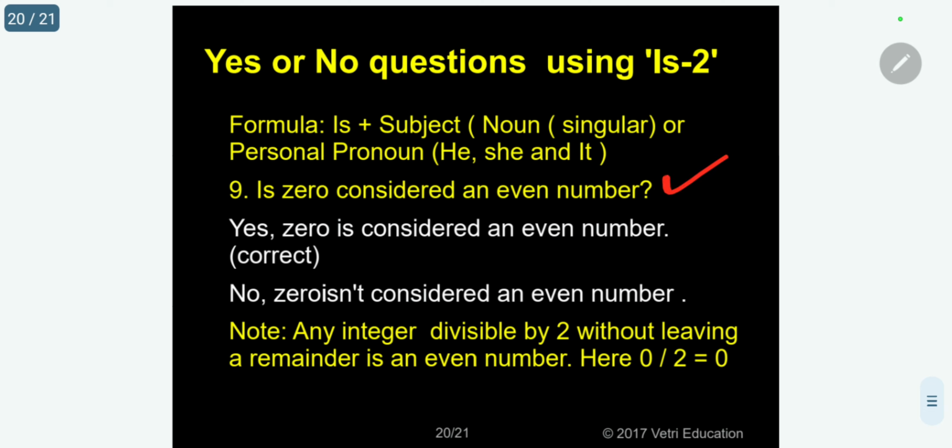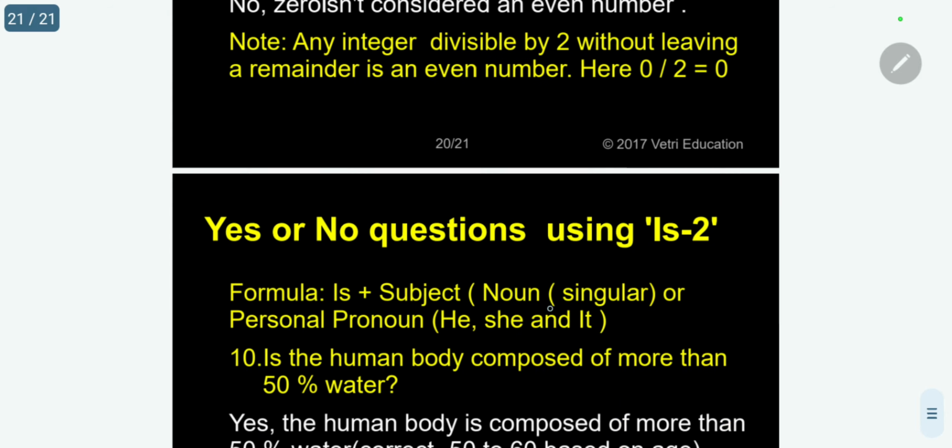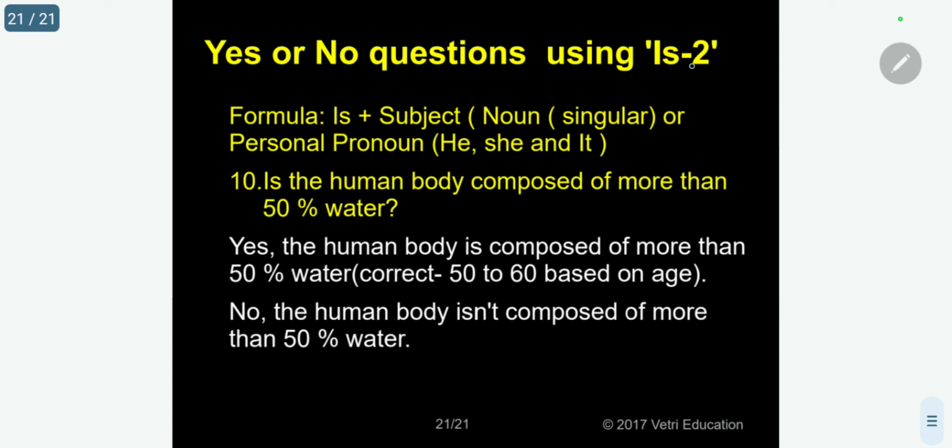9th one. Is 0 considered an even number? If answer is right, yes, 0 is considered an even number. Correct. If it is negative, no, 0 isn't considered an even number. What is an even number? Any integer divisible by 2 without leaving a remainder is an even number. Here 0 divided by 2 equals 0, so it is an even number. Kindly follow. The last question.